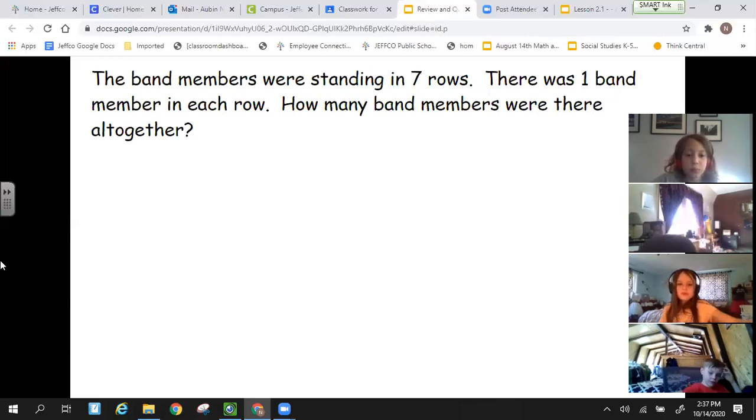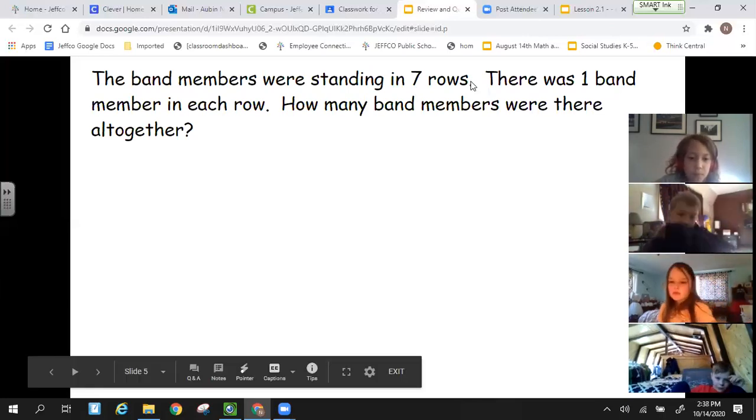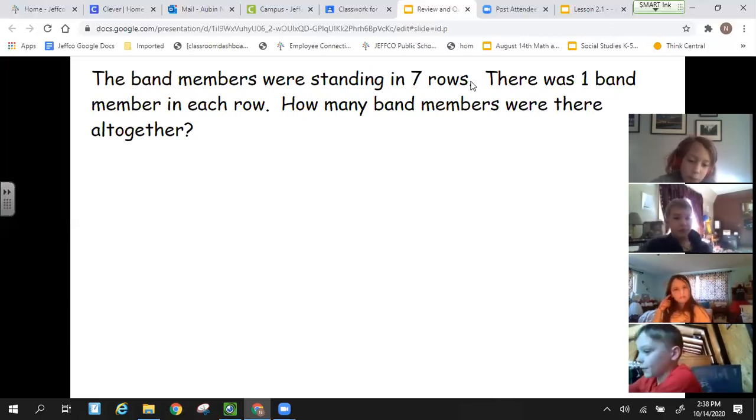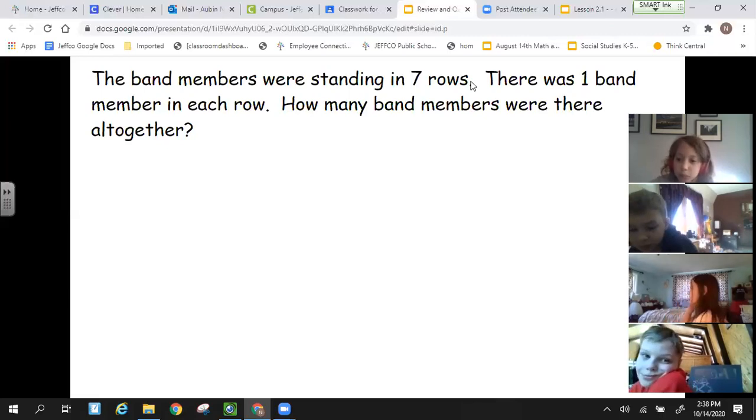All right, the band members were standing in 7 rows. There was 1 band member in each row. How many band members were there all together? I'm going to say this one again. The band members were standing in 7 rows. There was 1 band member in each row. How many band members were there all together? This is a great one to draw a picture. I want to know how many band members there were all together. I do not know my total. I'm trying to find it. That's your hint. Go for it. Write your equation. Hold it up when you have it.